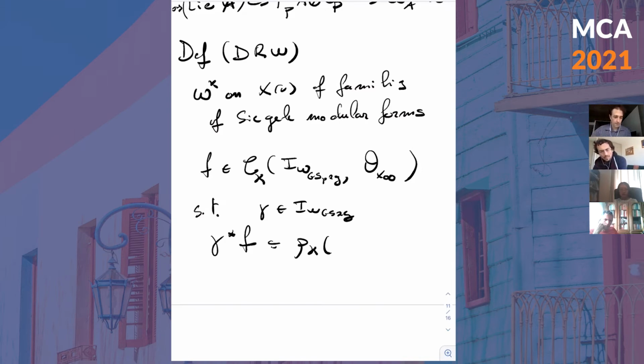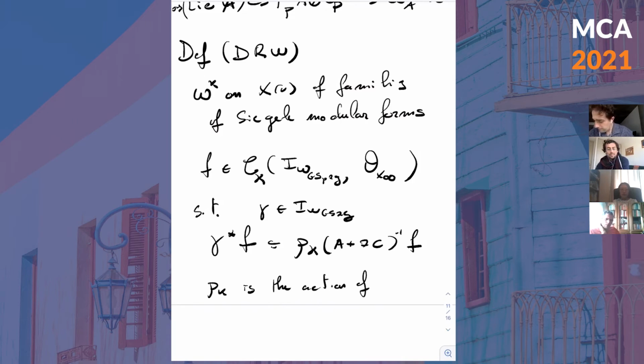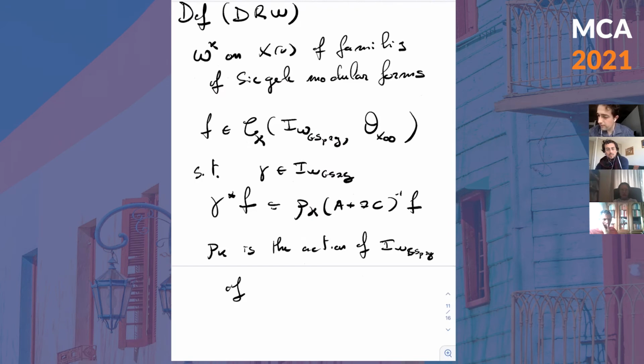Let me see if I write down the matrices precisely. I should have something like A plus Z C, minus 1, applied to f, where rho kappa is the action of gamma on this space. GSp_{2g} acts on this set, this is a representation of the Iwahori. It acts by multiplication on the left, and I just denote this multiplication on the left by this. And here, what is Z?